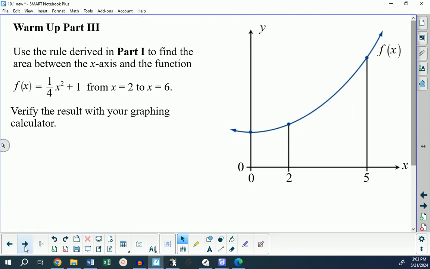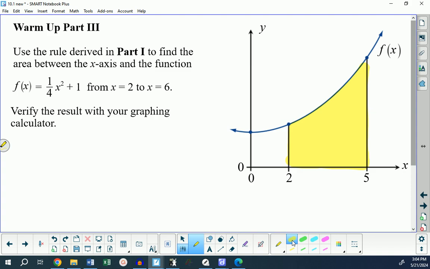Let's try another one. Warm-up part 3. Use the rule derived in part 1, which I'm going to repeat for you: as long as the function is continuous and positive, the area between 0 and x is the antiderivative at x. What we want to do is find this area. This is the area we want to find. And the issue here is that this area is not an area between 0 and x.